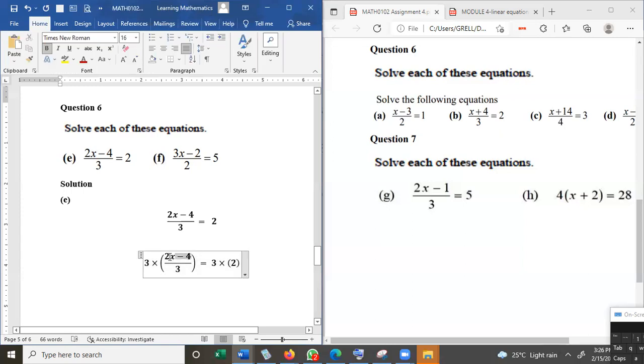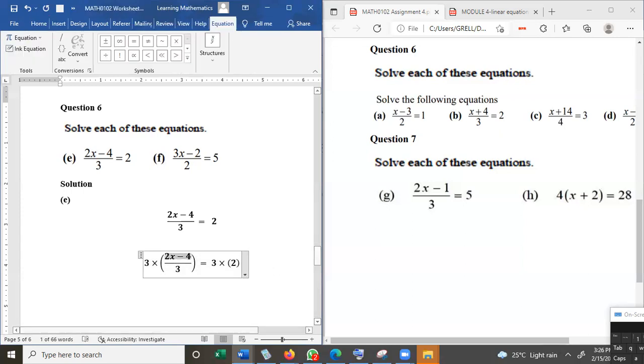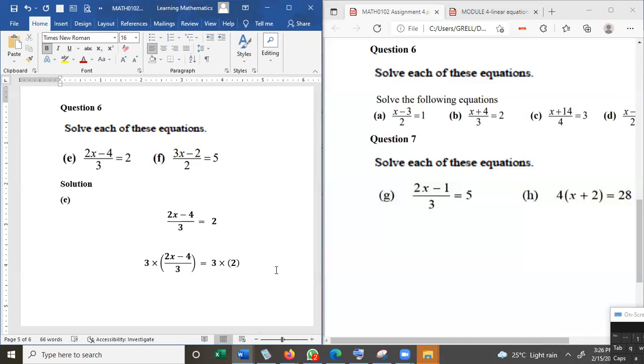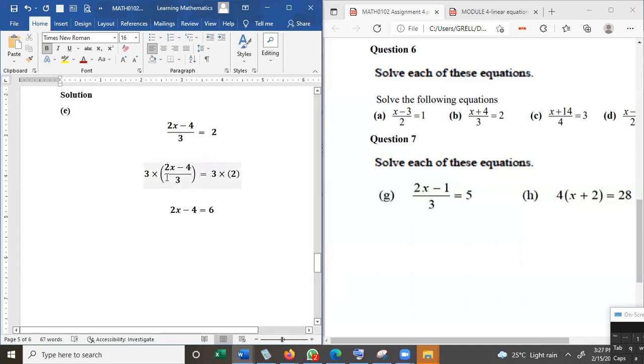What will happen now? In the 2x minus 4 fraction, the 3 cancels out. We are left with 3 times 2, which is 6, on the right. Okay, so now the 3 has been cancelled out, because that 3 up there was cancelled out by that 3 down there. So there is no need to clear that bracket anymore, because there are no more 3s. So that leaves 2x minus 4 by itself.